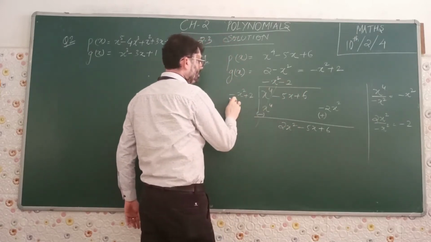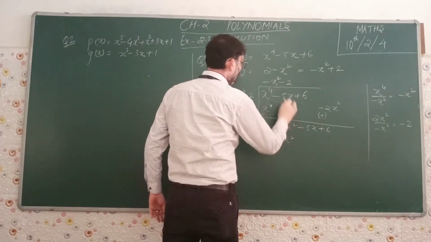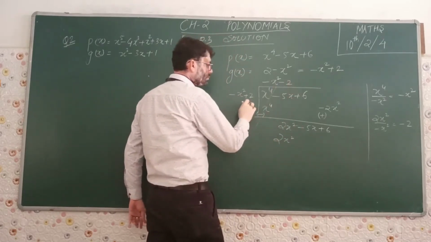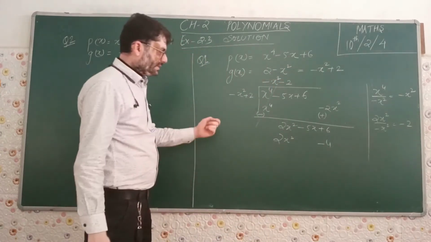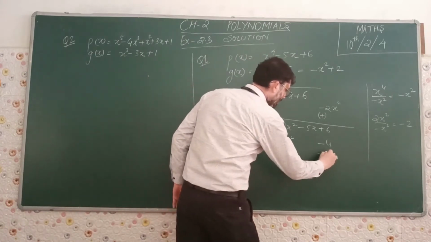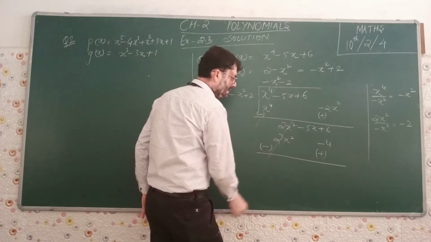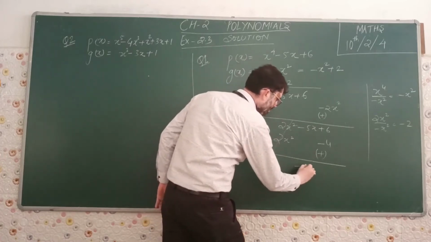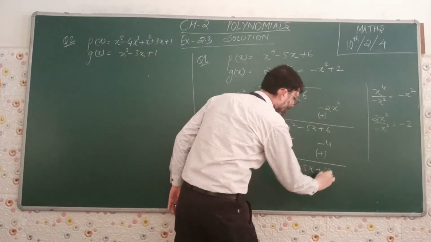Minus 2 into minus x square is 2x square, and minus 2 into plus 2 is minus 4. Subtracting it, plus sign becomes minus and minus becomes plus on subtraction. 2x square minus 2x square cancels. Highest degree term is minus 5x, and plus 6 plus 4 is plus 10.